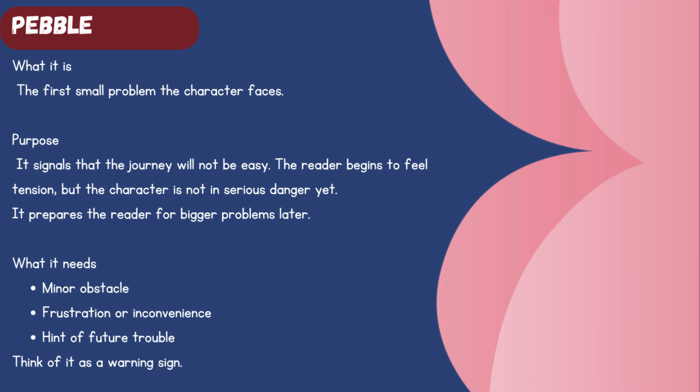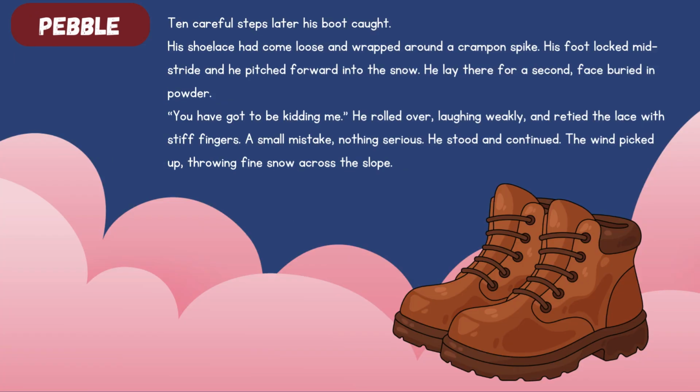This is a pacing control. If your narrative jumps straight from calm to a catastrophe, the reader does not feel the climb. They're not there with Doug experiencing what he is experiencing. So tension must rise gradually. Let's have a look at our pebble.